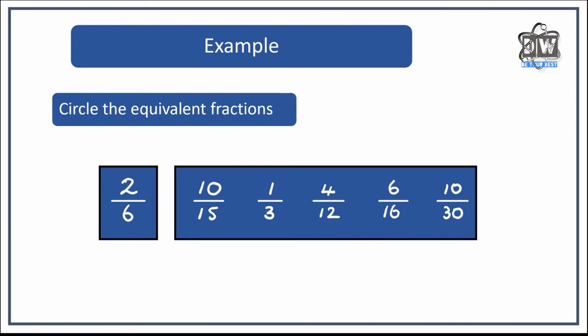So let's go through the first one. What do I have to do to get 2 into 10? Well, I've got to times it by 5. If I times 6 by 5, I do not get 15, so that can't be an equivalent fraction.